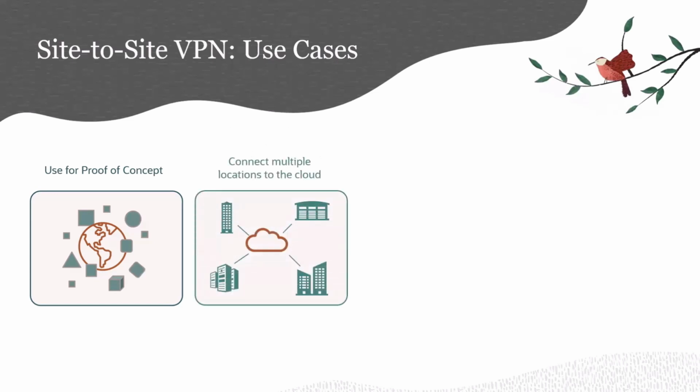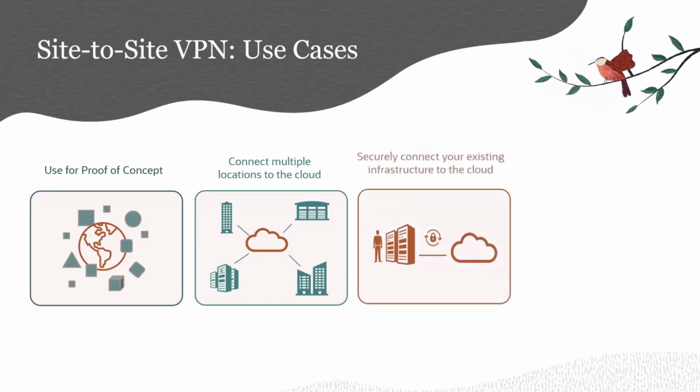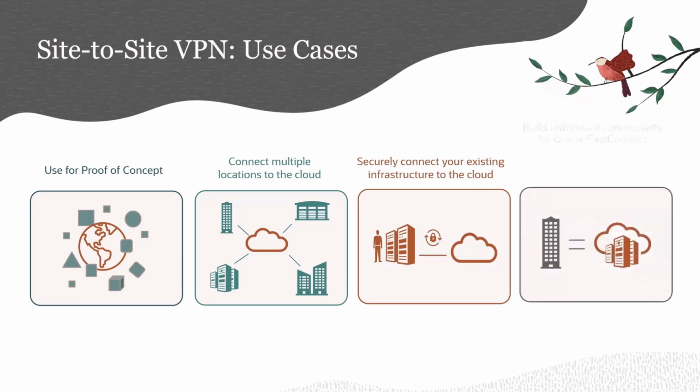So you can connect your headquarters, branch locations, and private data centers to Oracle Cloud Infrastructure so that all the sites can access the applications. You can also securely connect your existing infrastructure to the cloud, or you can connect multiple clouds. And if you have Oracle FastConnect, which we are going to discuss in one of the upcoming lessons, you can also use site-to-site VPN connection to provide a redundant connection.